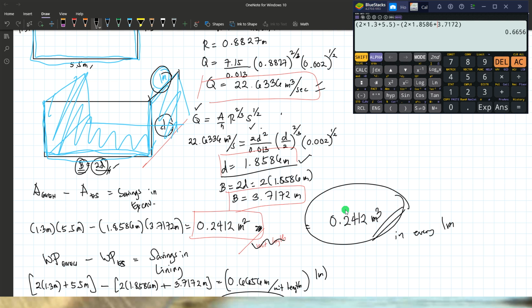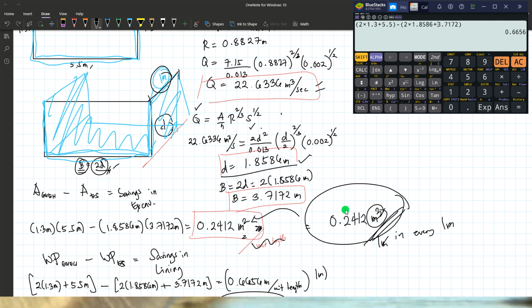Okay, so that's why usually in the problems in board exam, the unit is in square meter, because it means that we have 0.2412 cubic meters in every 1 meter, per 1 meter. That's why it is cancelled out. We have an answer of square meter.